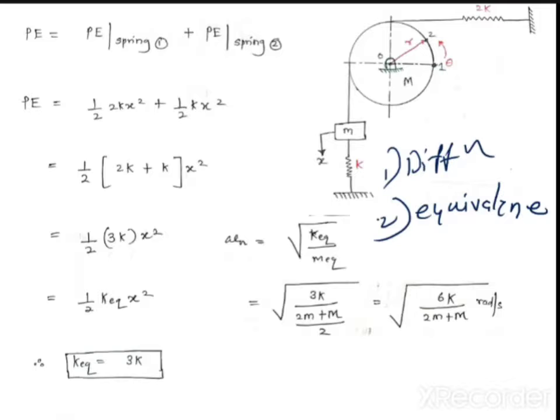You can use any method, but it is very important: if they ask you to find m equivalent and k equivalent, there is no choice, you have to use the equivalence method. But if they ask you to find the natural frequency, you can use any method, differentiation or equivalence. So tell me, which method will you use?